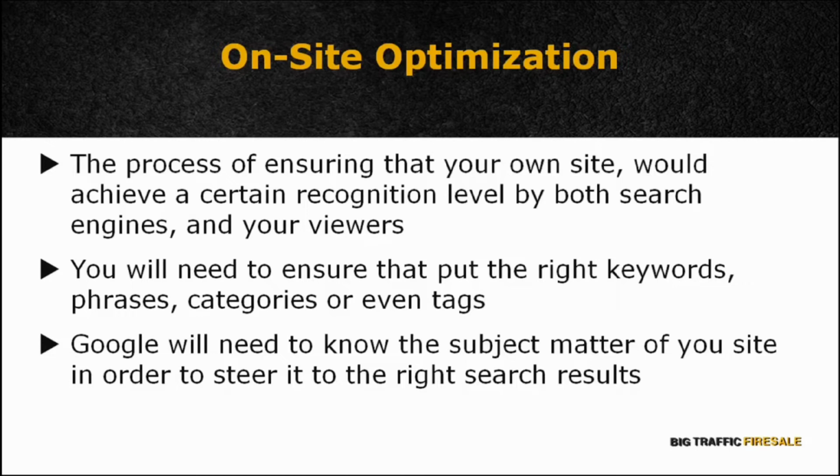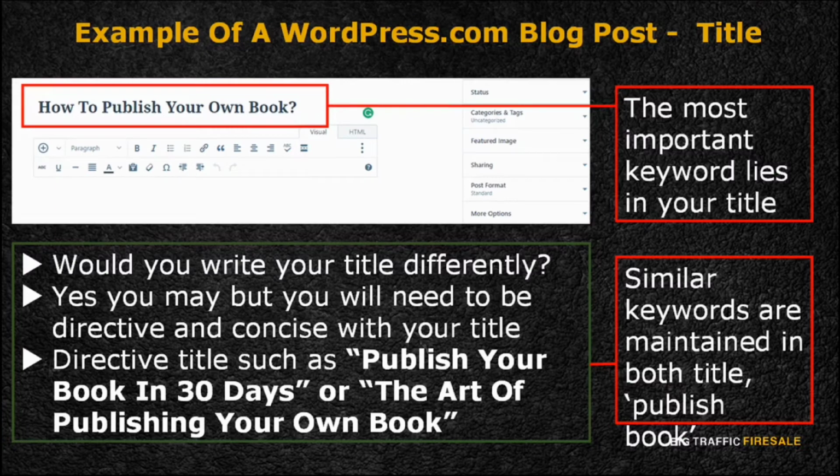You will need to ensure that you put the right keywords, phrases, categories, or even tags. Why? Well, Google will need to know the subject matter of your site in order to steer it to the right search results. I'll give you an example. Say you have a blog post in a common area known as the WordPress. In it, you have a post that talks about how to publish your own book. The most important keyword lies in your title.